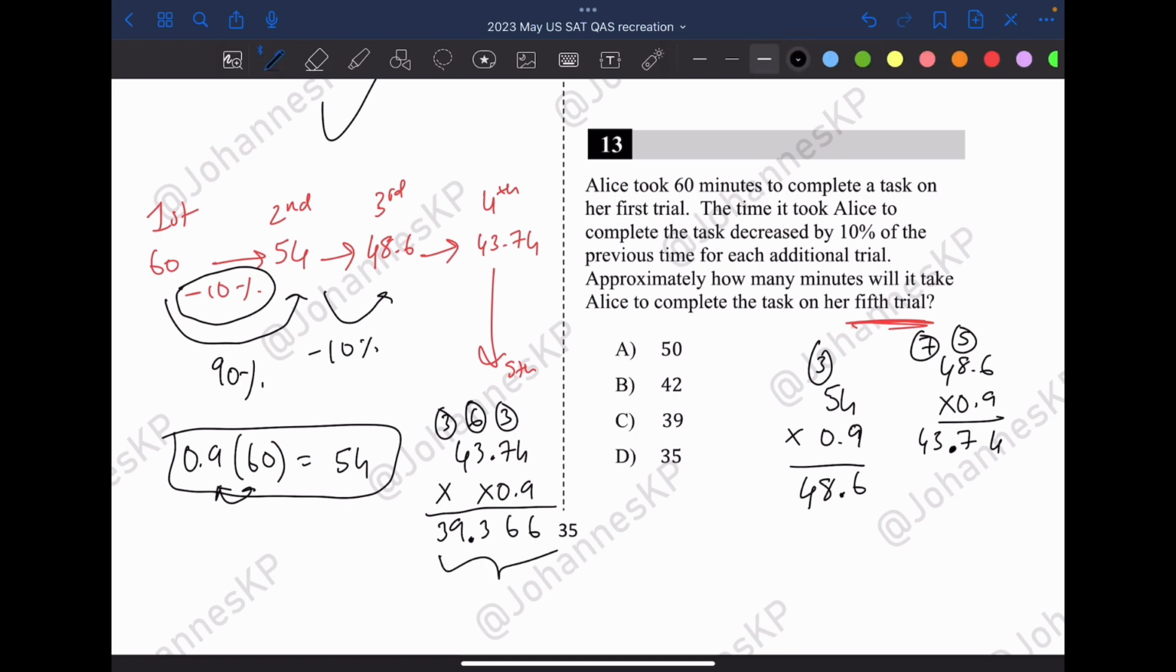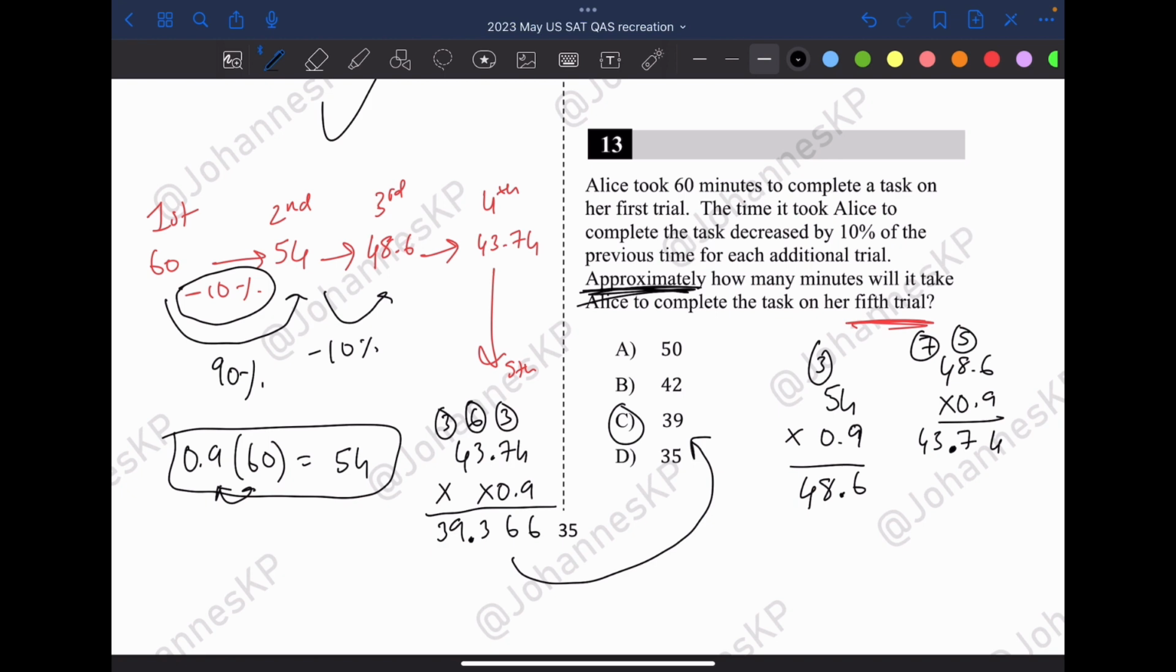And now it says approximately how many minutes will it take Alice to complete the task on her fifth trial. So we know that some answers are going to be close. It's not going to be spot on. It's not going to be the exact answer. It's going to be close. So what's the closest to 39.366? It's 39. Obviously, and you can round to even find that, but yeah, so it's 39, and that's your final answer.